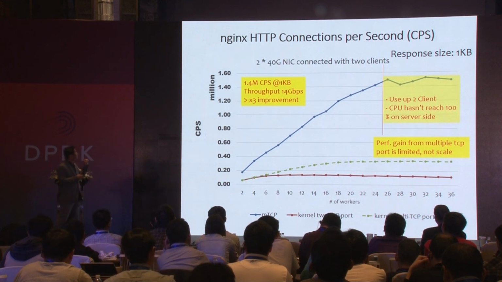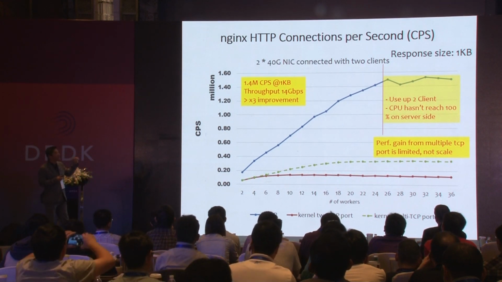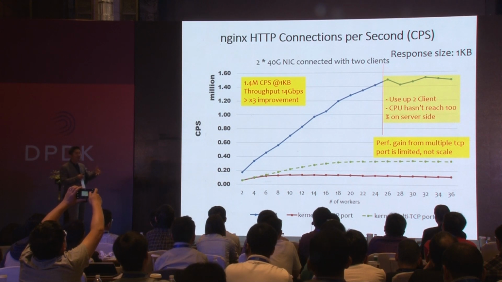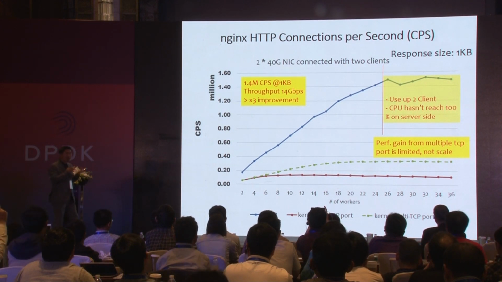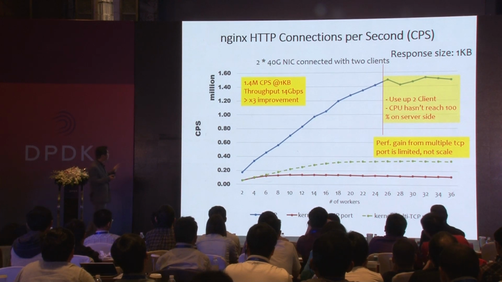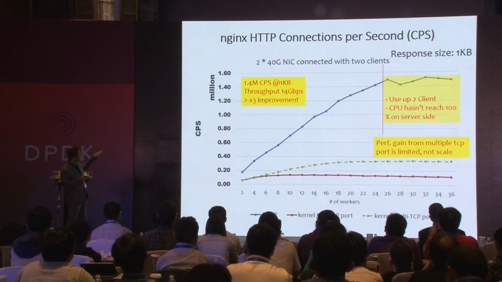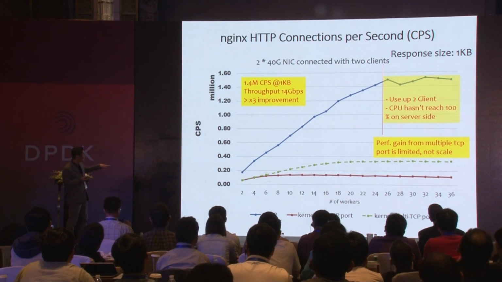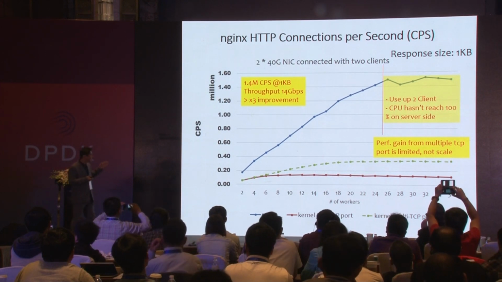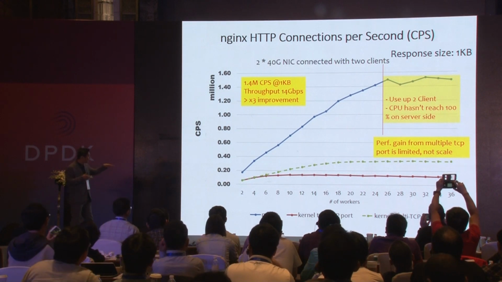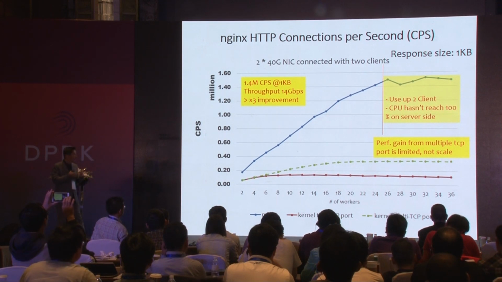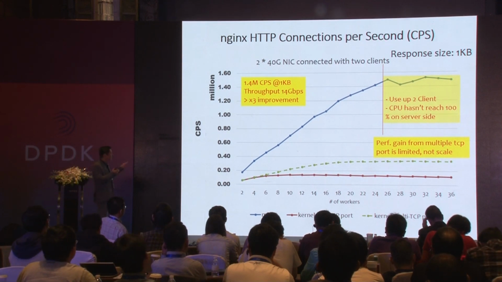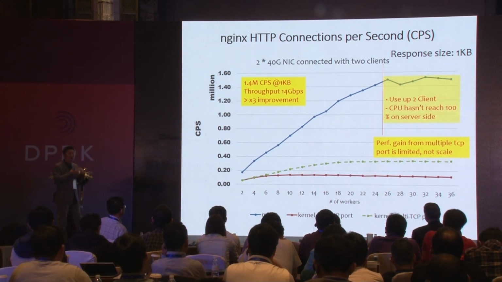So this measures the CPS, the HTTP connections per second. So how many connections you can actually make. They make a connection and then receive one packet, a 1 kilobyte response. And what it shows is that mTCP shows about 3x better performance than the existing kernel. The red line uses just a small number of TCP listening ports, and the green line shows using multiple TCP ports, but the performance improvement is limited due to other bottlenecks.